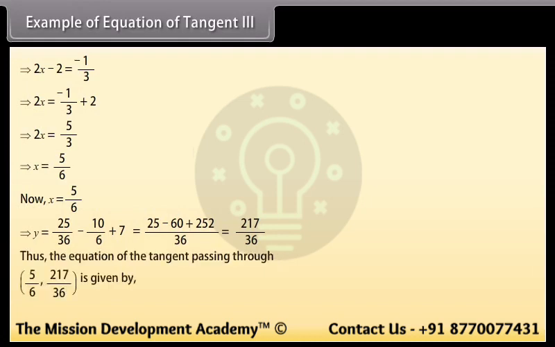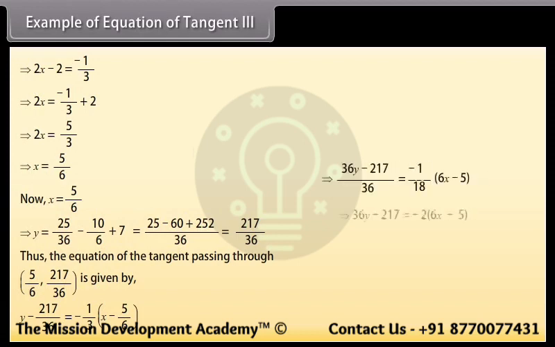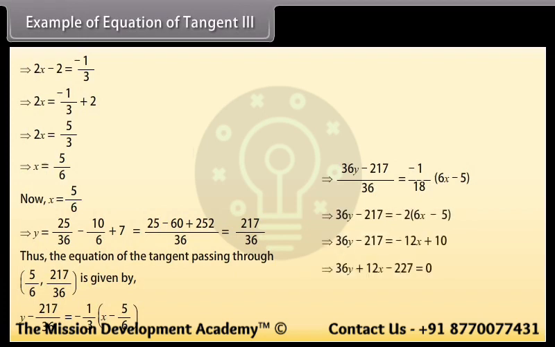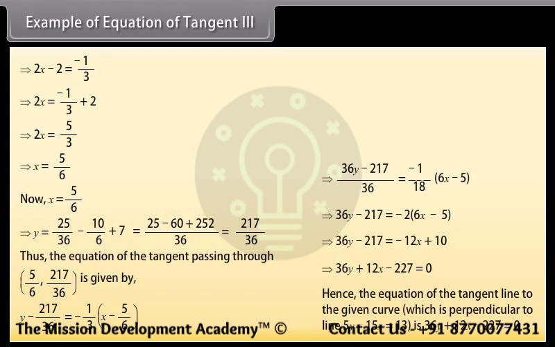Thus, the equation of the tangent passing through (5 by 6, 217 by 36) is given by y minus 217 by 36 is equal to minus 1 by 3 into (x minus 5 by 6), which can be solved, and we get 36y plus 12x minus 227 is equal to 0. Hence, the equation of the tangent line to the given curve, which is perpendicular to the line 5y minus 15x is equal to 13, is 36y plus 12x minus 227 is equal to 0.